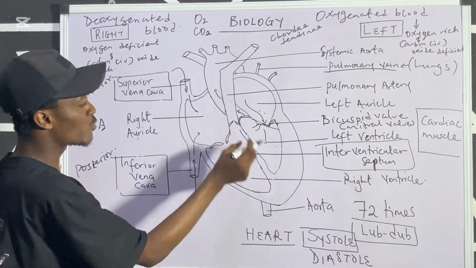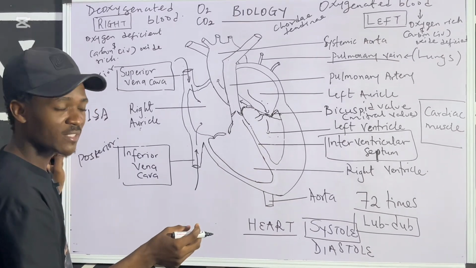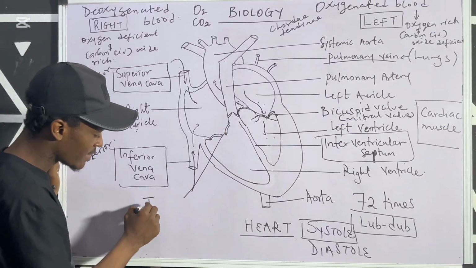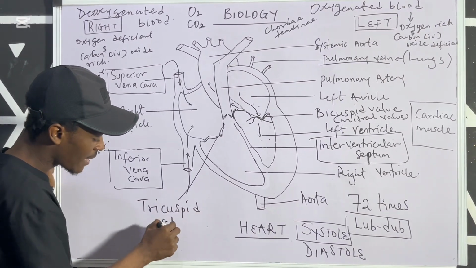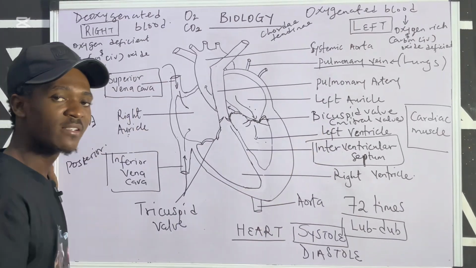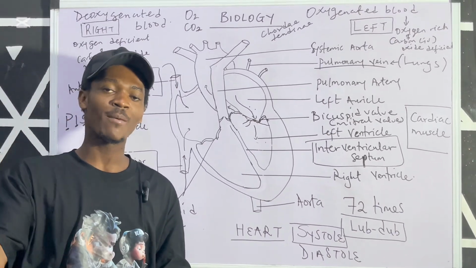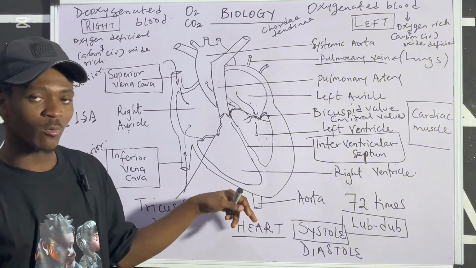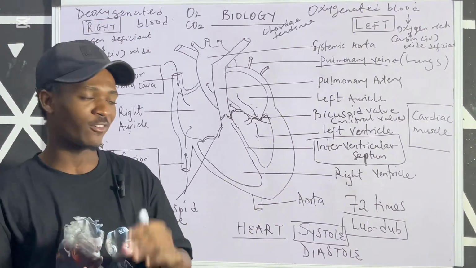Then from the right auricle, there's still a valve here, just like the valve that you have in the left. This valve here is called the tricuspid valve. All right, and it performs similar function as the bicuspid, meaning that it helps to allow just one directional flow of blood, meaning the blood moves in one direction and it does not permit the reverse, meaning it prevents the backflow of blood.